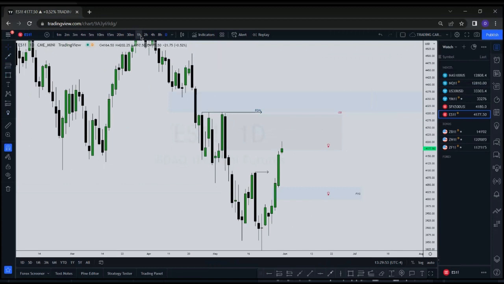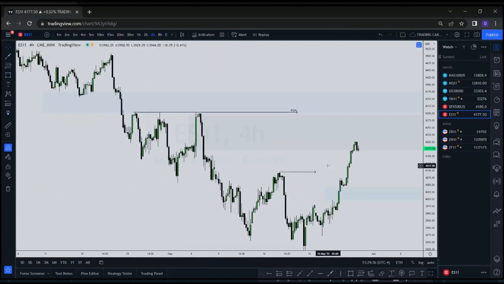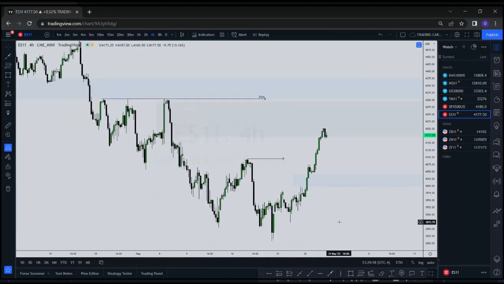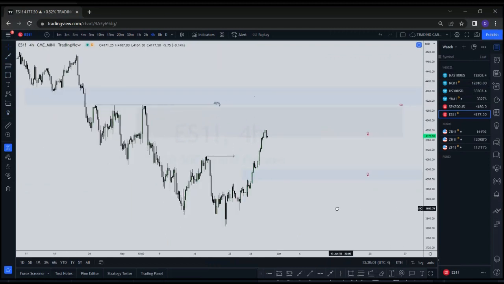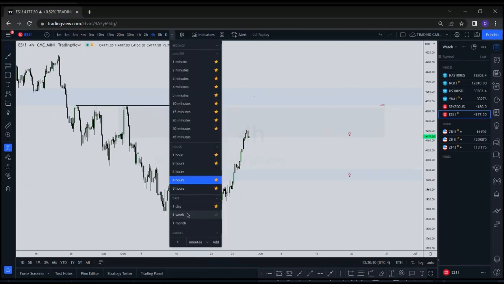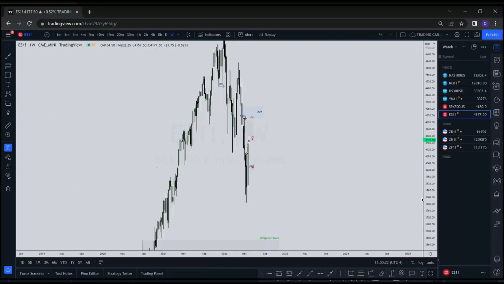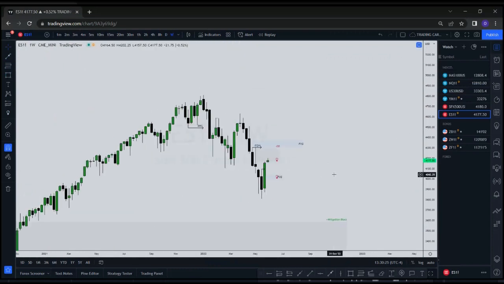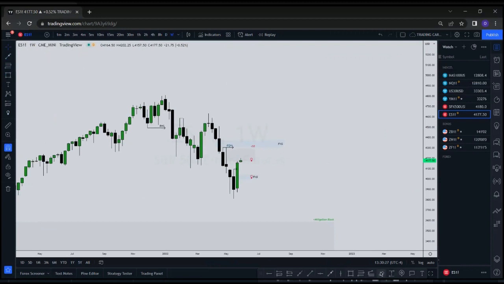So if we drop down to maybe a 4-hour, you can see a type of buy program, with this being quite an obvious draw on liquidity. This blue shaded area over here is actually a weekly fair value gap, so weekly imbalance. And if we go to the weekly time frame, you can see what's happening. Let's just get rid of these.